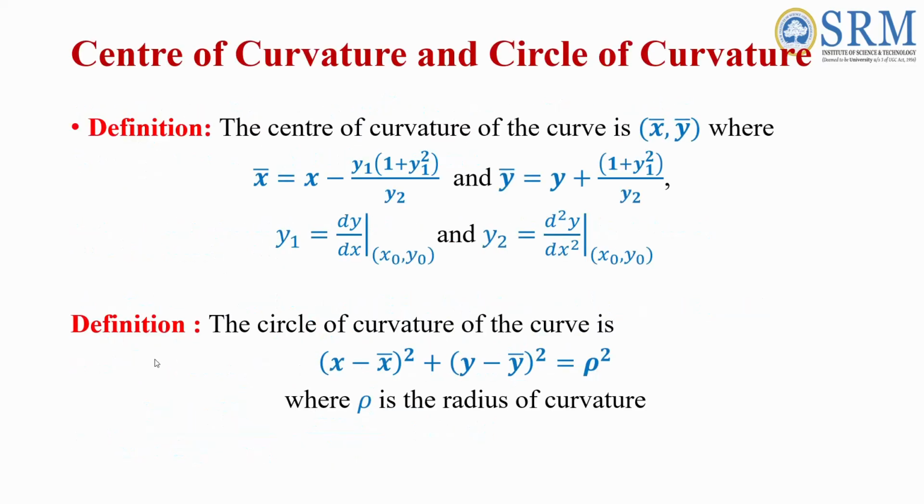Right. So next we are going to see the center of curvature and the circle of curvature of the given curve. The center of curvature of the curve is given by x bar and y bar, where x bar equal to x minus y1 into 1 plus y1 square upon y2, and y bar is y plus 1 plus y1 square upon y2, where y1 is dy by dx at the point x naught, y naught, and y2 is d square y by dx square at the point x naught, y naught. And the circle of curvature is x minus x bar the whole square plus y minus y bar the whole square equal to rho square, where rho is the radius of curvature, and x bar and y bar are the coordinates of the center which are given above.